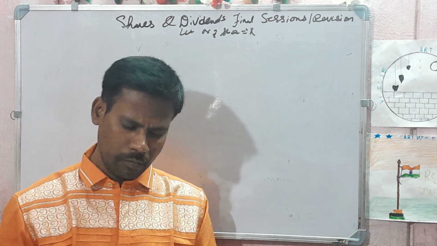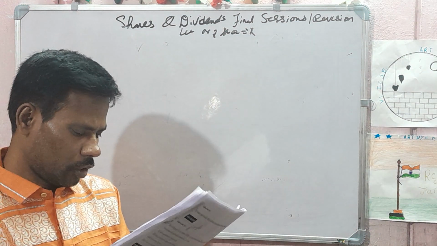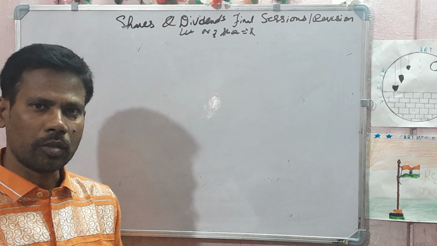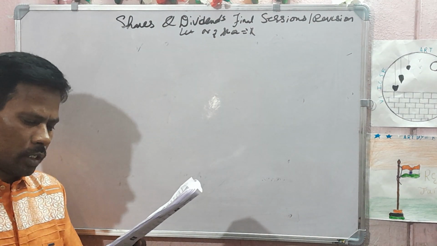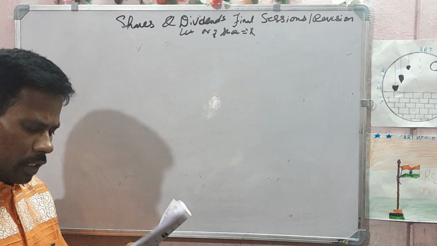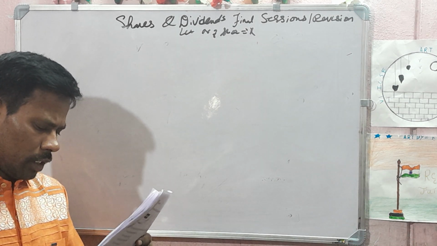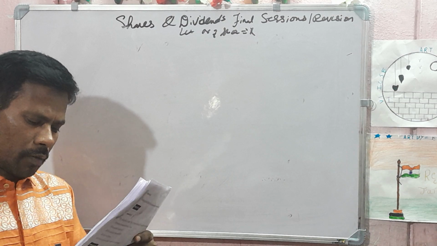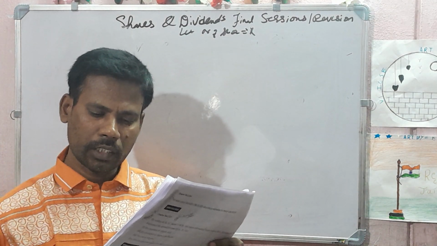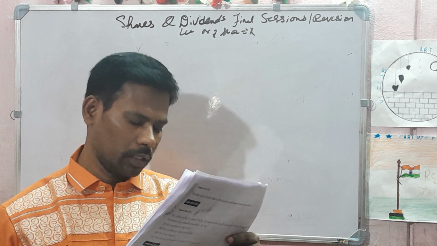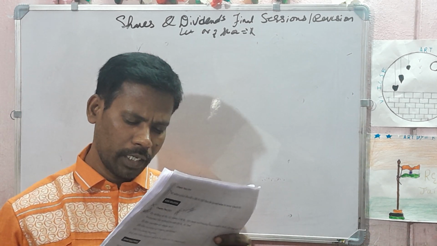Let me go from this question. Question number 8, test by yourself or revision test. A man buys rupees 40 shares of a company which pays 10% dividend. He buys the shares at such a price that the profit is 10% on his investment. At what price did he buy each share?